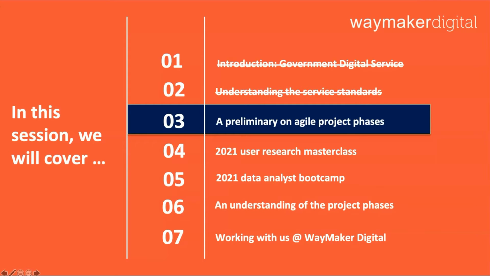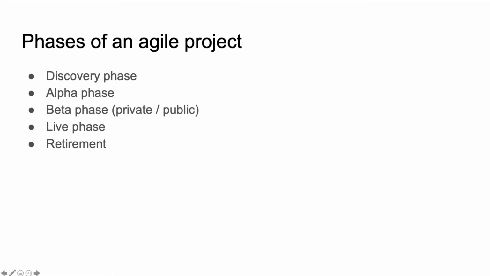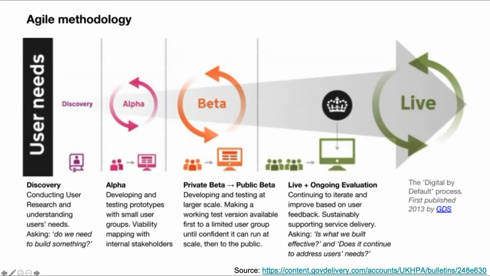Now let's talk about agile project phases, just at a very high level. The phases of an agile project, based on the GDS, which is the Government Digital Service, are discovery, alpha, beta, live, and retirement phases. So there are 5 of these phases. Potentially 6, because the beta phase has 2 sides to it. You could have the private beta phase or the public beta phase, which I will explain a bit more later on.